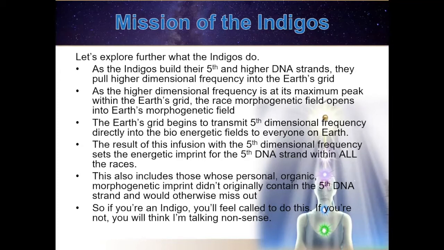The result of this infusion with the fifth dimensional frequency sets the energetic imprint for the fifth DNA strand within all the races. So when this infusion happens, the fifth dimensional frequency will set the energetic imprint for the fifth DNA strand within all the races. So every race will experience it. This also includes those whose personal organic morphogenetic imprint didn't originally contain the fifth DNA strand and would otherwise miss out. So if you're an Indigo, you'll feel called to do this. If you're not, you'll think I'm talking nonsense and I'm speaking out of my arse.